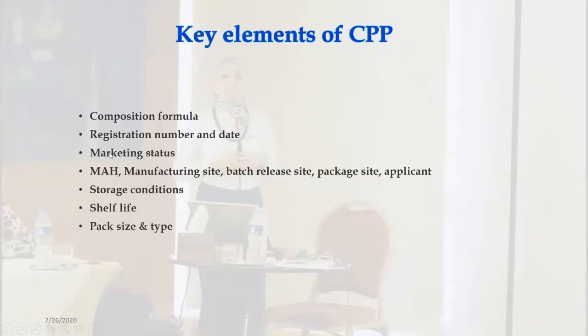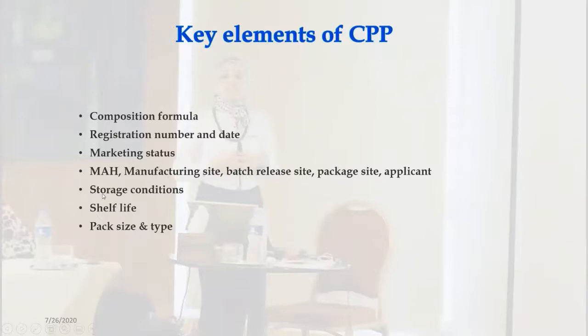As well, we have to specify the marketing status, whether the product has been marketed or has not been launched until now. In the CPP, we have to check that the marketing authorization holder name and address are mentioned, and the manufacturing site contact information, like the name and address, is mentioned. We also specify whether there is any additional batch release site, with the names of these sites and their addresses. The same applies to the package site and the applicant. We have to specify their names and relevant addresses.